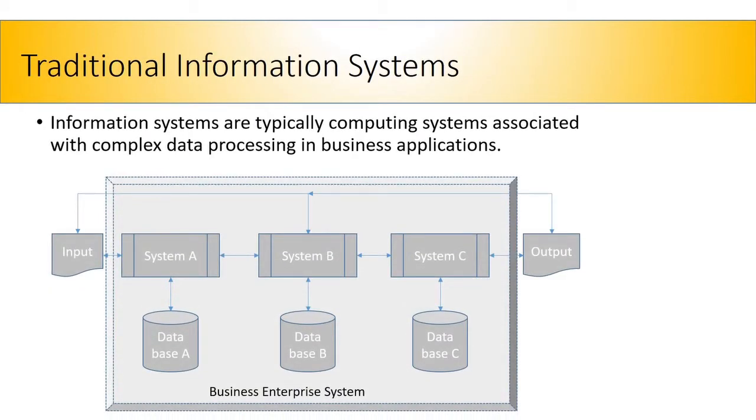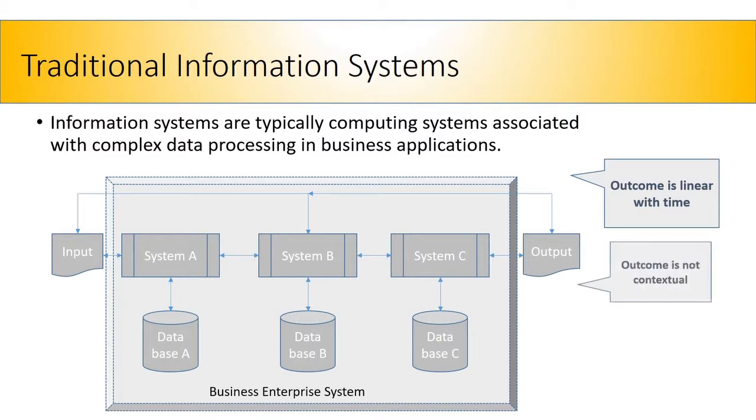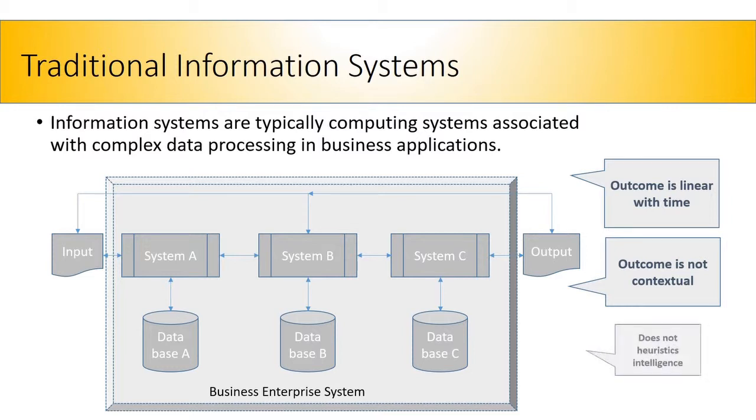But before we understand the concept of cognitive computing, let's take a step back to know what are traditional information systems. Well, the information systems are typically computing systems associated with complex data processing in business applications. However, the outcome of such systems is linear with time, which means they do not change over a period of time. The outcome is not contextual, as well as they lack human intelligence. For these very reasons, the traditional systems have proved ineffective in today's digitization era.